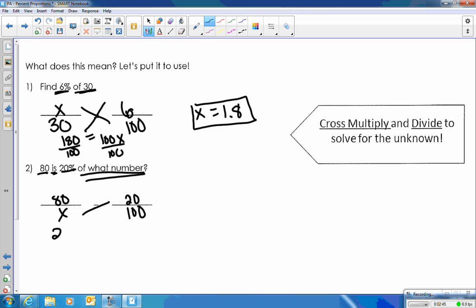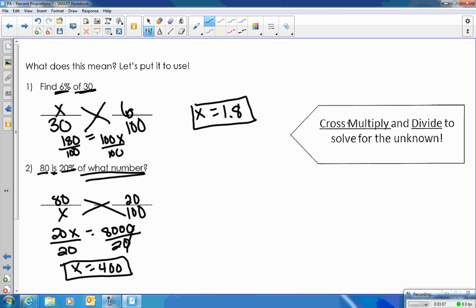So when I cross multiply, I get 20x, and this gives me 8,000. How do I undo multiplication? With division. That goes away, and 800 divided by 2 is 400. Some teachers teach this as cross multiply and divide. That's what you're doing. You're cross multiplying, and then you end up dividing. I'm just showing you how to do it in an equation format because eventually it's not going to be just with simple numbers. You'll have other variables here.